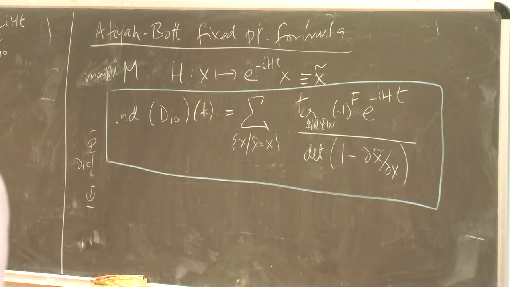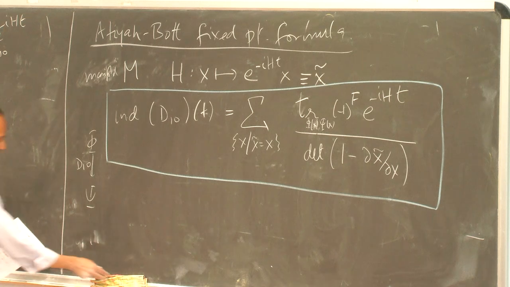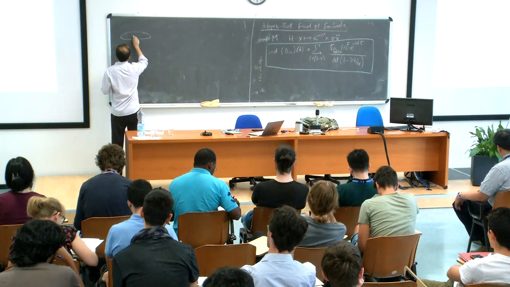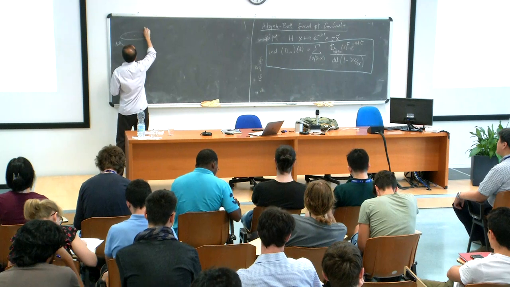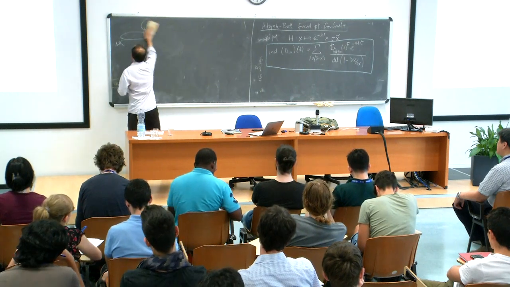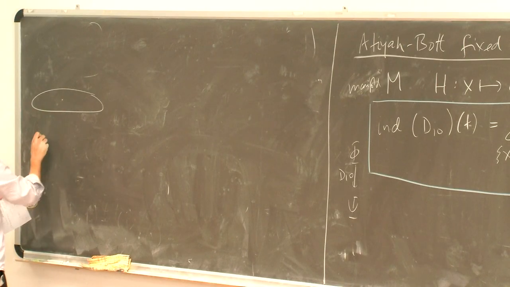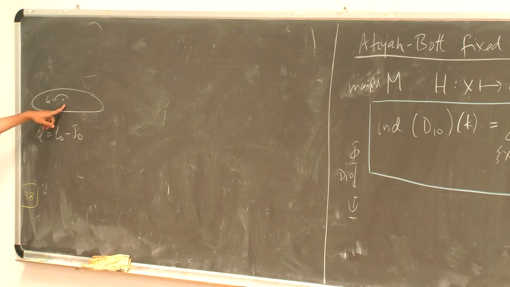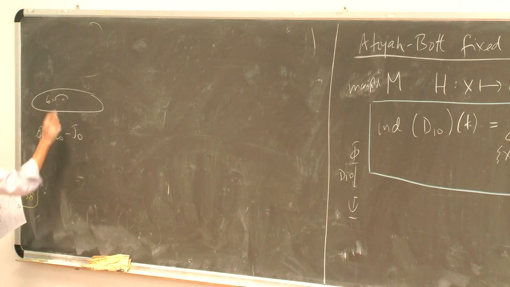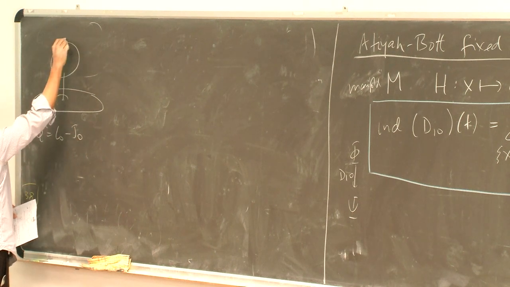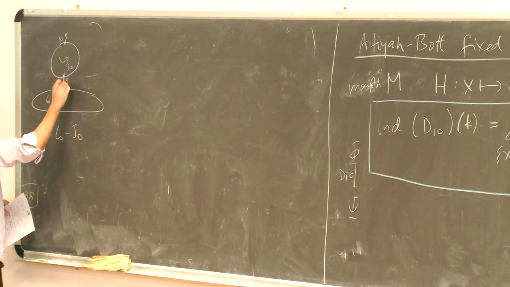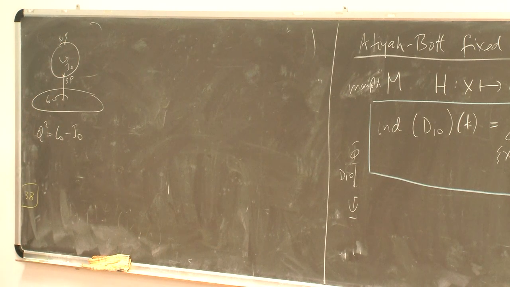Okay, so now I'm going to apply this to our problem. In our case, we have some AdS2 times an S2. Remember, Q square was L0 minus J0. Fixed points of L0 means the center of AdS2, r equal to 1 in my notation. There's only one fixed point. And you also need a fixed point of J0, so that means these 2 points. J0 went like this: the north pole and south pole of the sphere that sits at the origin of AdS2. There are just 2 points.